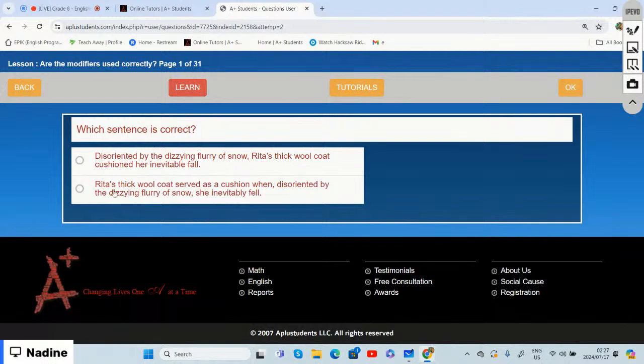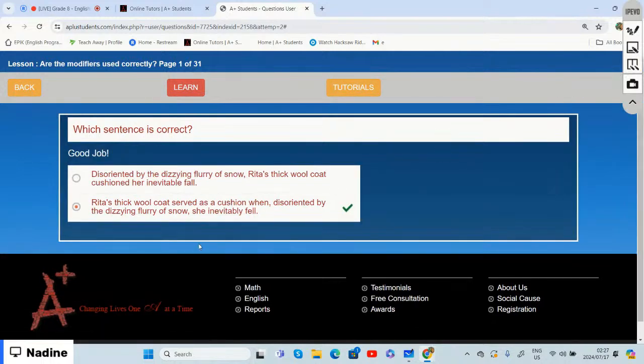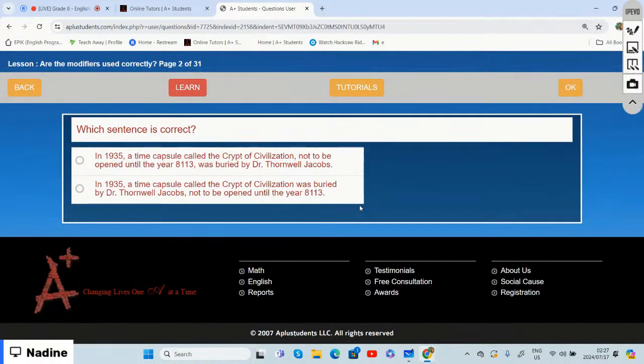All right, and if we were to choose the correct one, let's choose this one. Yes. So the second option is correct. Okay, the next one says which sentence is correct?